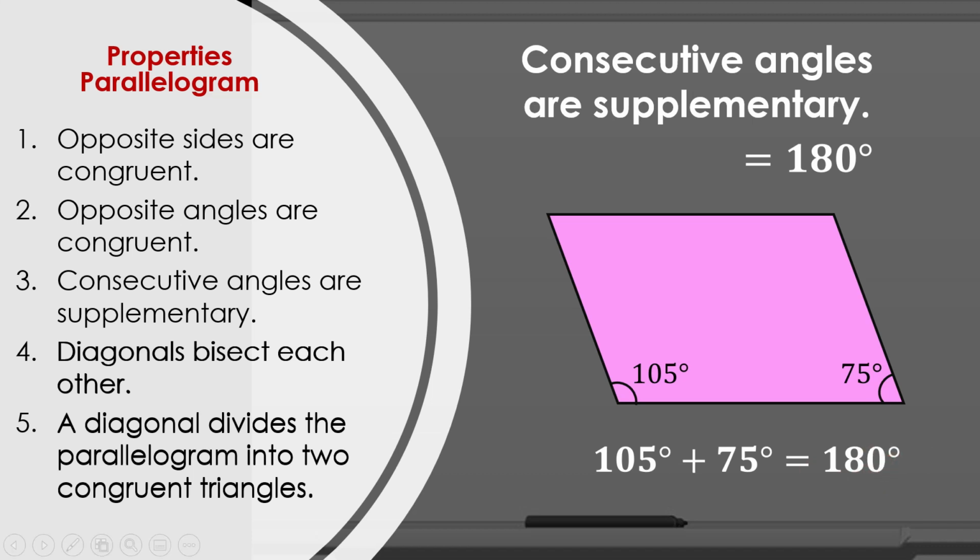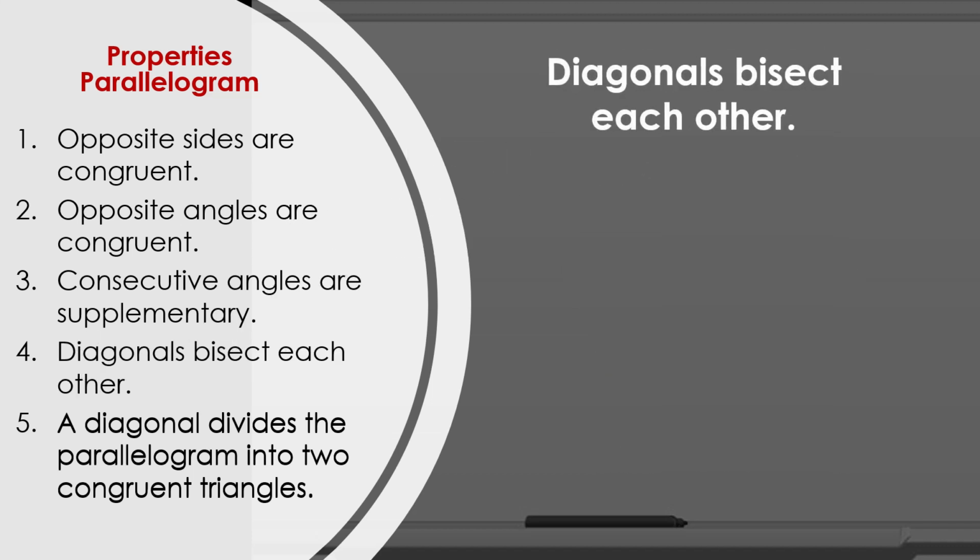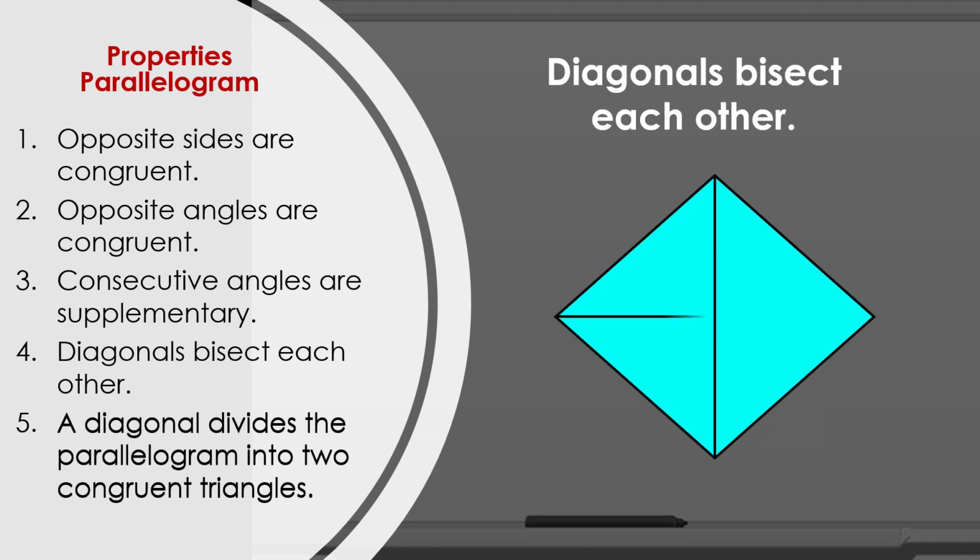Now, let us have the fourth property. It says that diagonals bisect each other. These are the diagonals that bisect each other, in which each diagonal cuts the other into two equal parts. It means that the measure of this length is equal to the measure of the other length. Same goes for the other diagonal. The measure of this one must be equal to the measure of the other length.